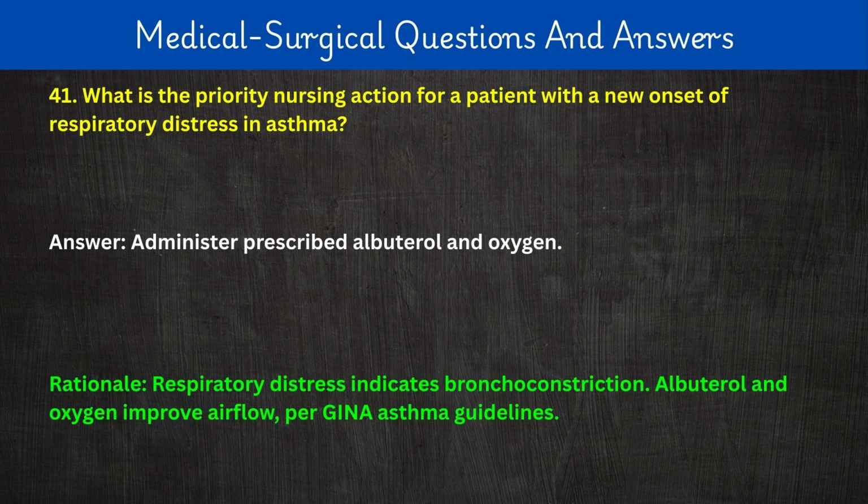41. What is the priority nursing action for a patient with a new onset of respiratory distress and asthma? Answer: administer prescribed albuterol and oxygen. Rationale: respiratory distress indicates bronchoconstriction. Albuterol and oxygen improve airflow, per GINA asthma guidelines.